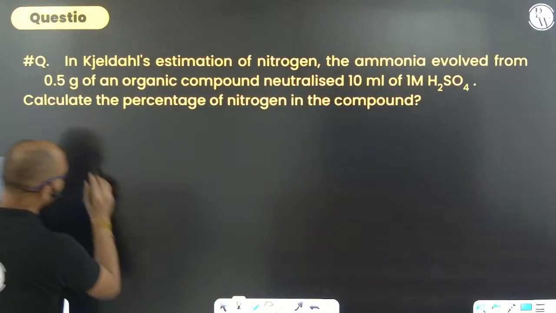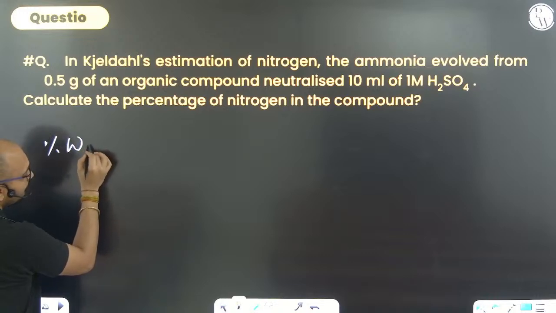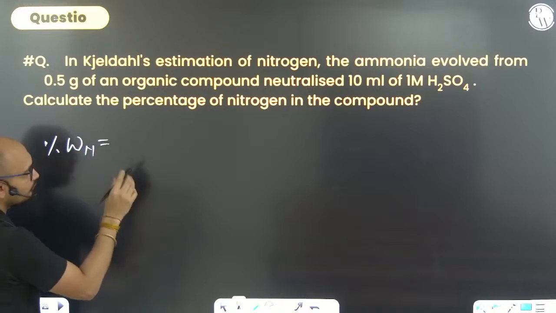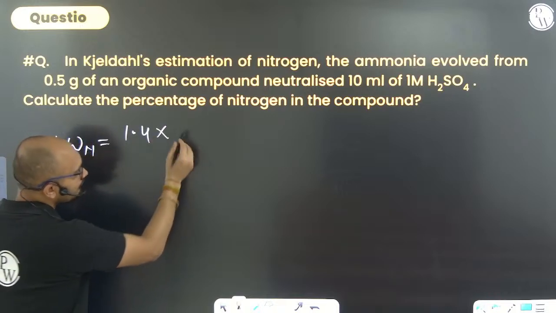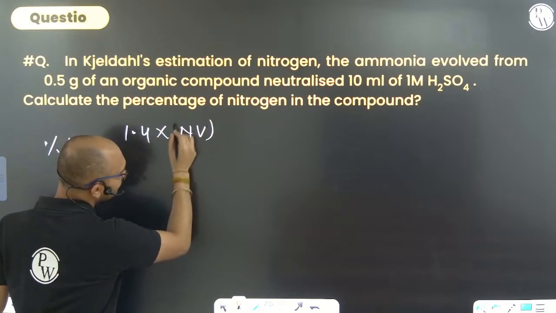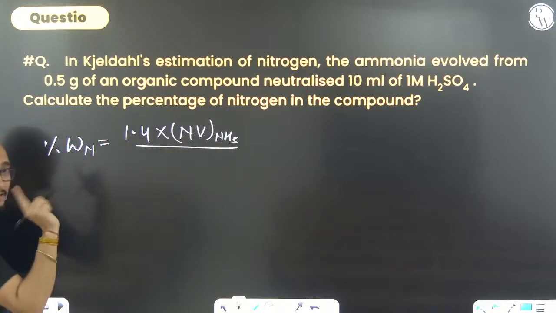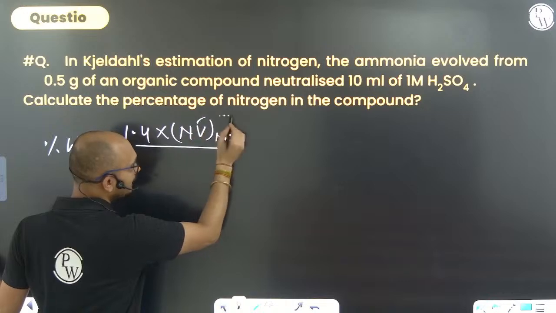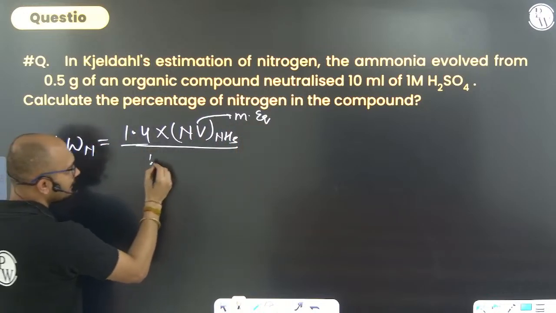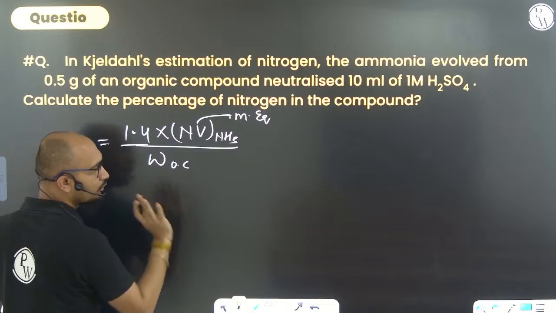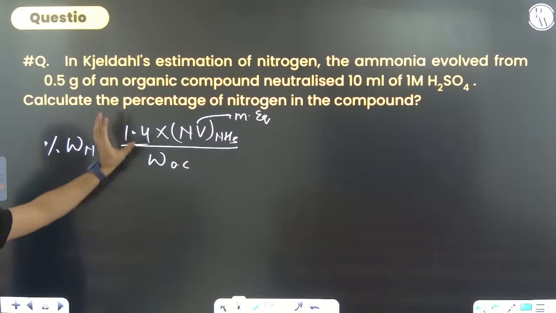देखो इसके लिए फॉर्मूला क्या है? फॉर्मूला for nitrogen in Kjeldahl's method is: mass percentage of nitrogen equals 1.4 multiplied by NV of ammonia, that is milli equivalents of ammonia, divided by mass of organic compound. There is nothing you have to do directly. Just put this formula, get the answer. Now, what can we say?